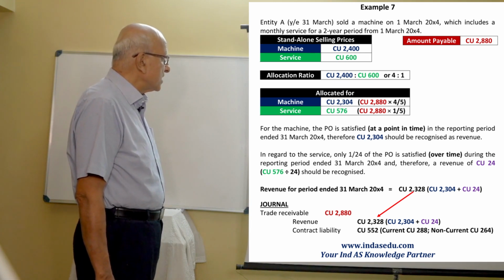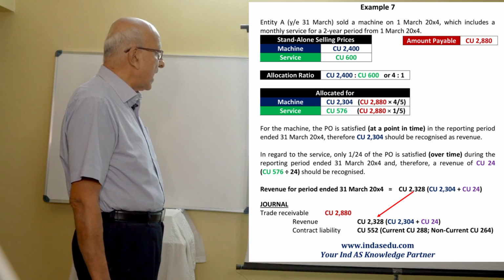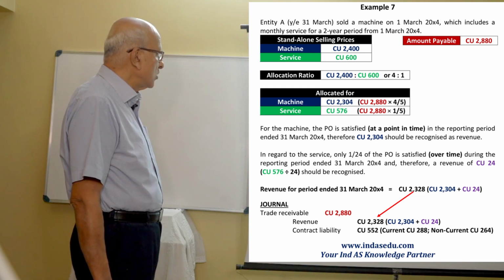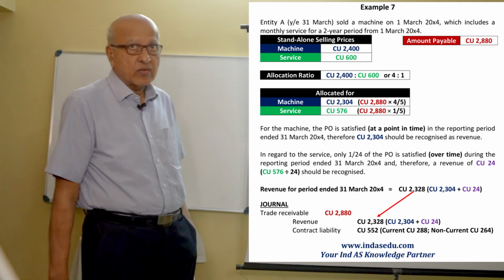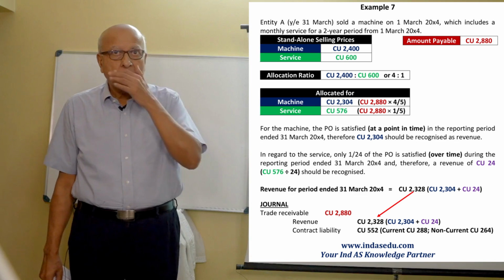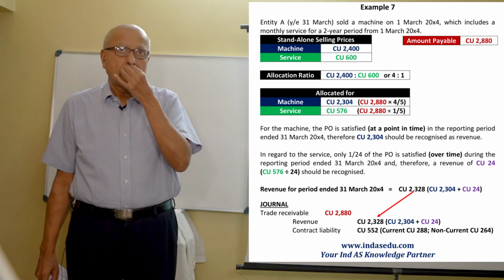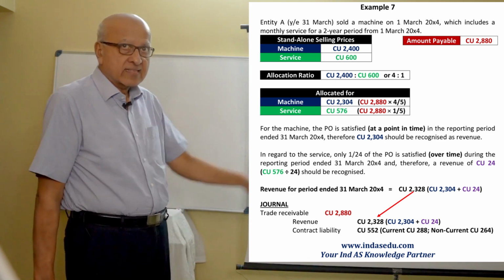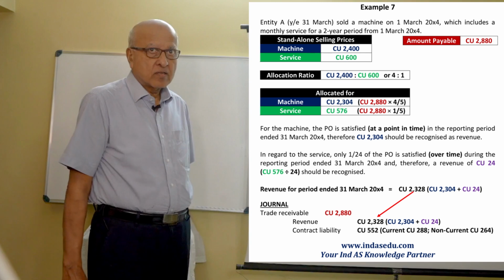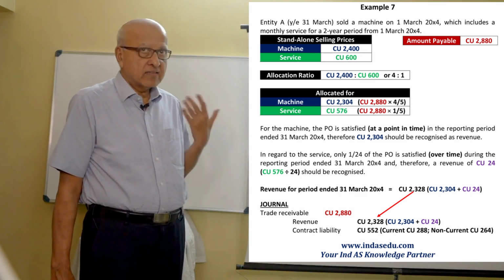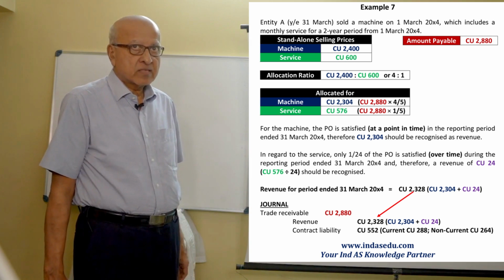In regard to the machine, the performance obligation will be satisfied at a point in time in the reporting period ended 31st March, and therefore 2,304 should be recognized as revenue. One asset delivered, that is at a point in time. It is not consumed immediately by the customer. The asset will be used for more than a reporting period. It will provide future economic benefits.